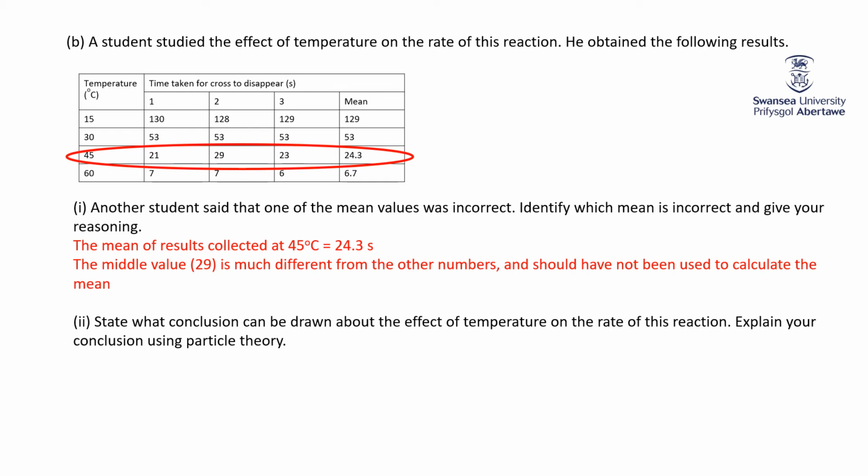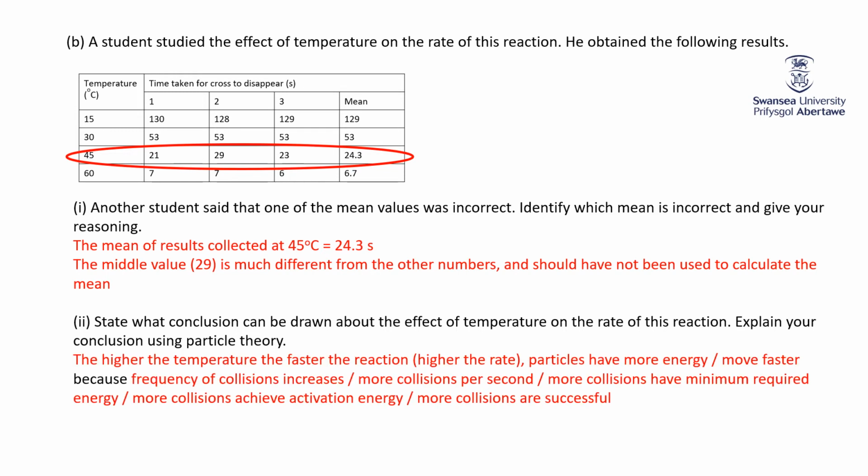So part 2 then, state what conclusion can be drawn about the effect of temperature on the rate of this reaction, explaining using particle theory. So the higher the temperature, the faster the reaction, the higher the rate. The particles have more energy. So because frequency of collisions increases, more collisions, more have required energy, more achieve activation energy, more are successful. That kind of wording is what would get you the marks here.